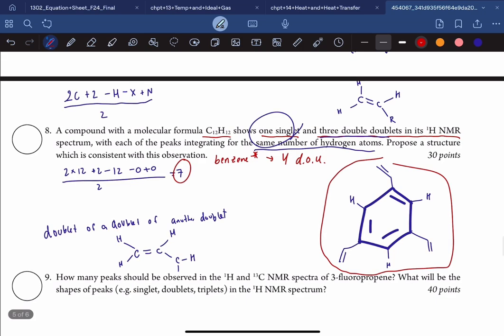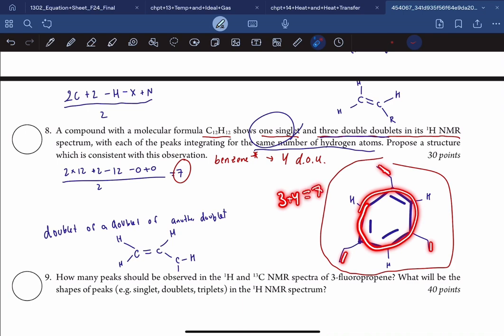And then we can also check for our degrees of unsaturation. This is 1, 2, 3. And the benzene is 4. So 3 plus 4 equals 7, and we know that we need 7. So that all works out.